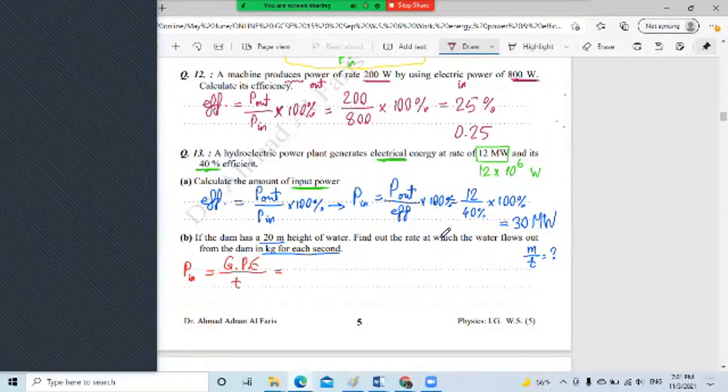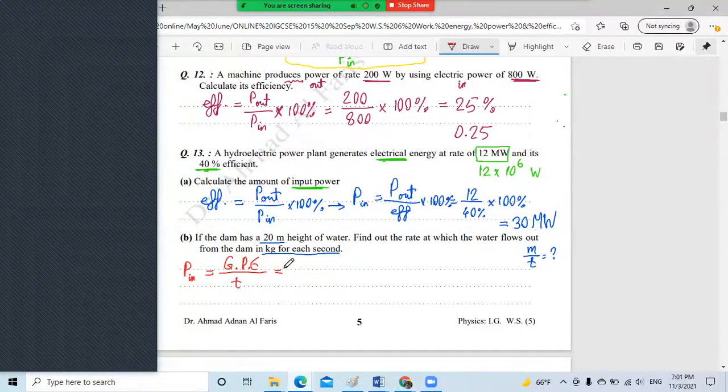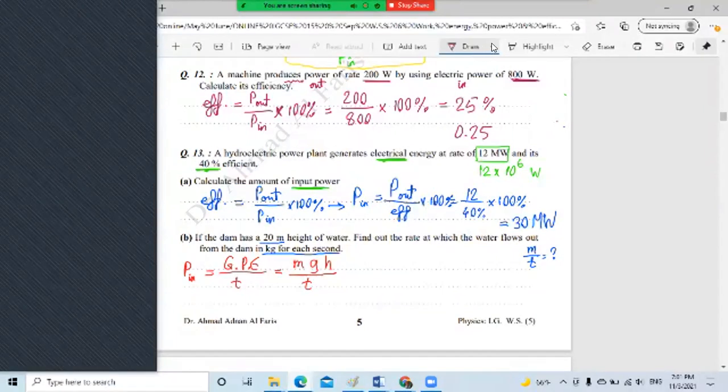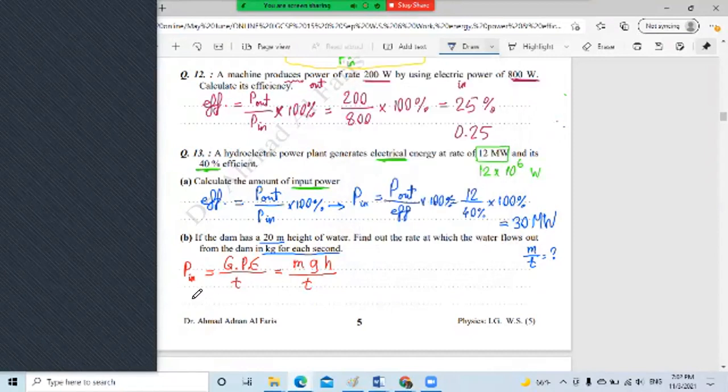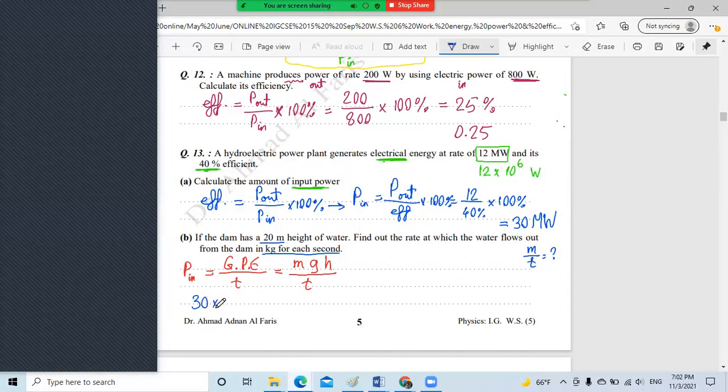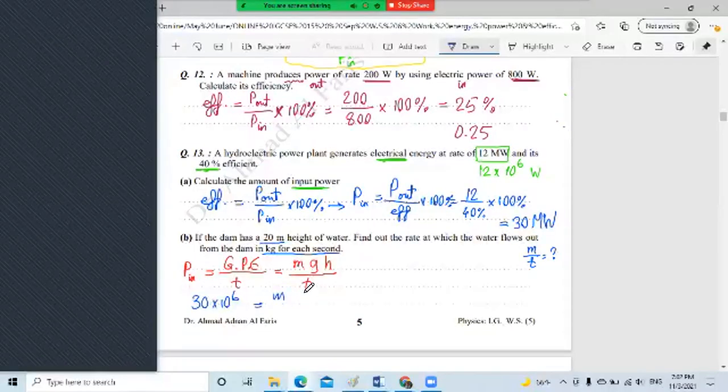So the power P, which is 30 million watt, is equal to what? To mgh divided by time. They said every second. Let's substitute the values. The power is 30 times 10 to the power of 6, equal to the mass that they ask about, multiplied by 10, multiplied by the height, which is 20, and this is m over t, the time is 1 second.